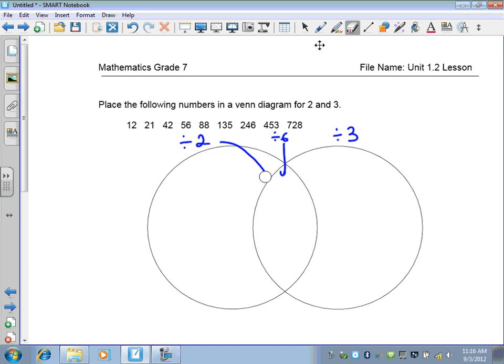So let's take a look at whether or not these numbers are. So let's take a test. 12. Is 12 divisible by 2? Yes, it is. So it's going to be in this circle right here.